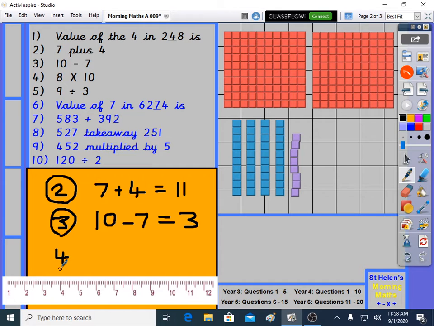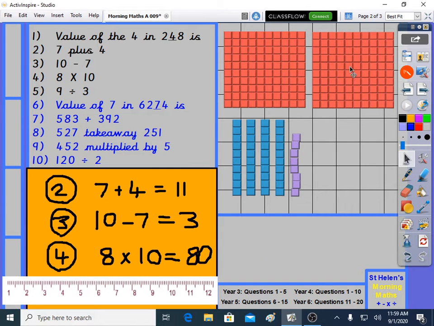I'll keep those on the board while I go on to question 4, where we have 8 times 10. Now the easiest way to do this really is to sing our 10 times table 8 times. So I count on my fingers, I'll stop when my fingers get to 8, see what the answer is. 10 and 20, 30 and 40, 50 and 60, 70, 80. It's 80. 8 times 10 is 80.